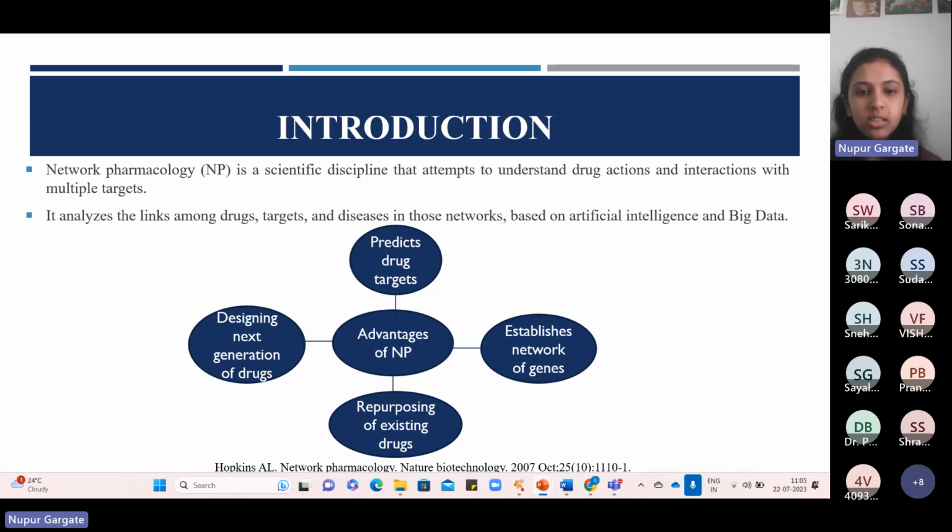These are some of the advantages of network pharmacology. It predicts drug targets, establishes network of genes, and it can be used for repurposing of existing drugs as well as for designing the next generation of drugs. Network pharmacology can be used for designing next generation of drugs because through it, we can understand what biological targets are present in the body and in the disease. And once we know these biological targets, we can then design specific drugs which will act on these targets. So that is why network pharmacology can be very useful in drug discovery as well.